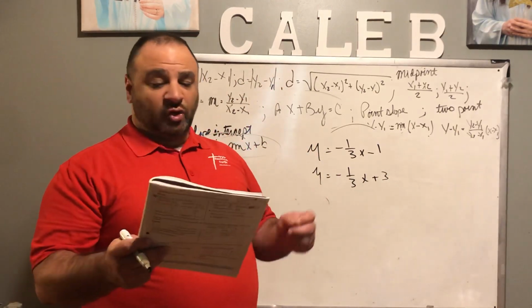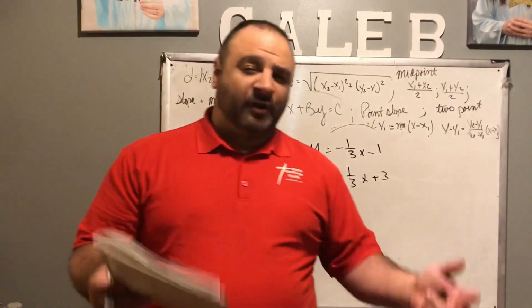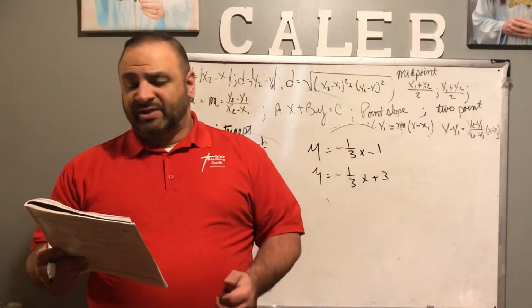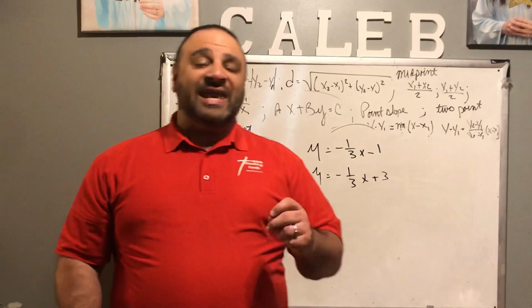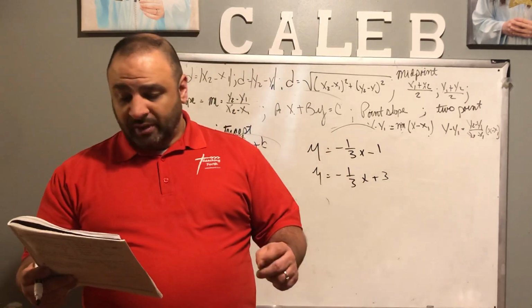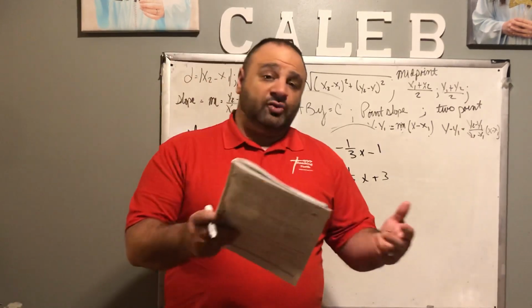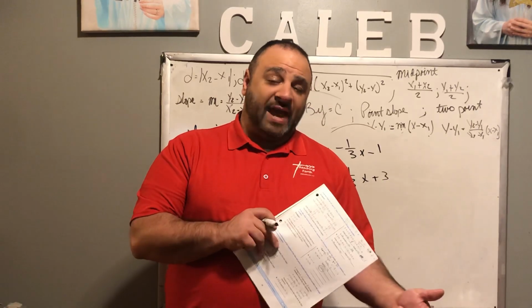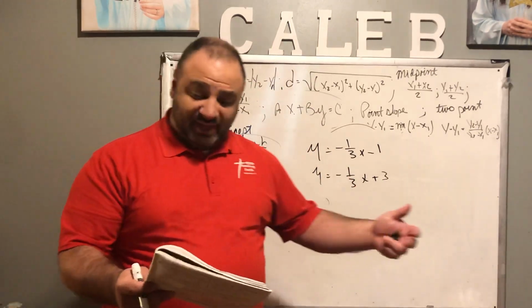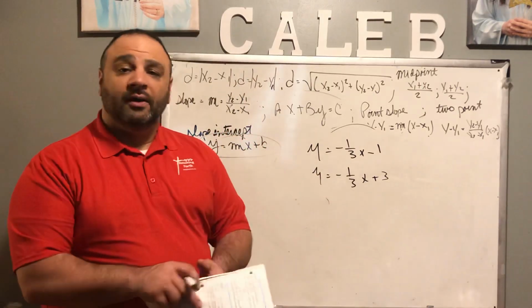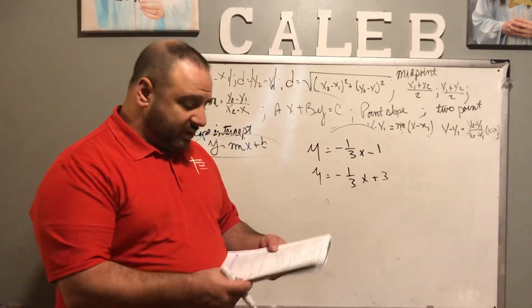Let's quickly look at Theorem 108. Again, Theorem 108 is something you want to know. It says if two non-vertical lines are parallel, then they have equal slopes. And obviously, we can do the reverse of that, the converse. We could say if two non-vertical lines have equal slopes, then they are parallel.